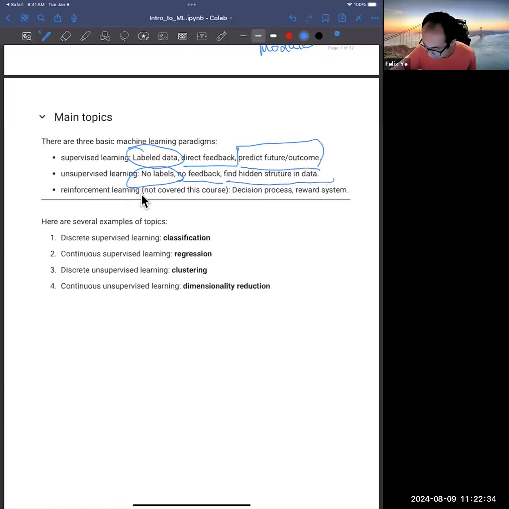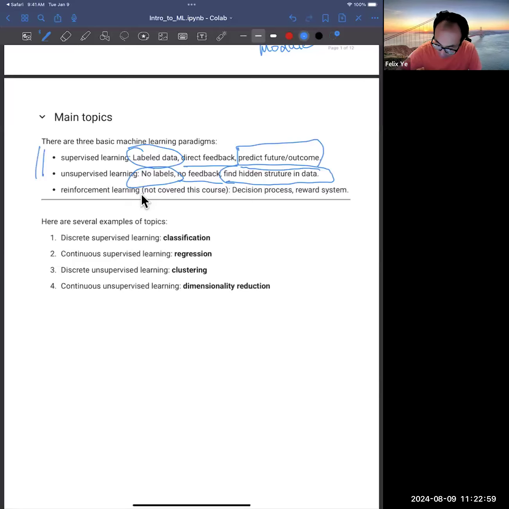Also, for unsupervised learning, the key is to find hidden structures. There are some structures in the data. We don't know the labels yet, but we want to understand the structure of the data just by looking at the features. So that's basically the main topics that we will be interested in.